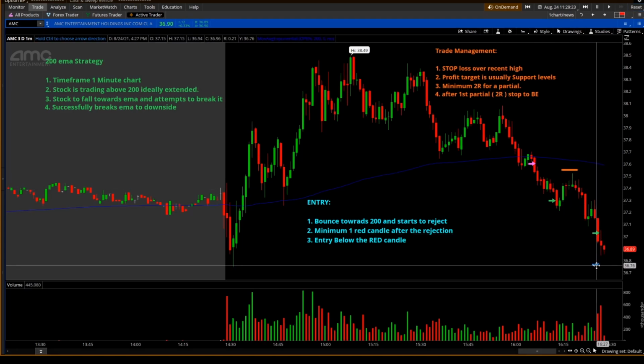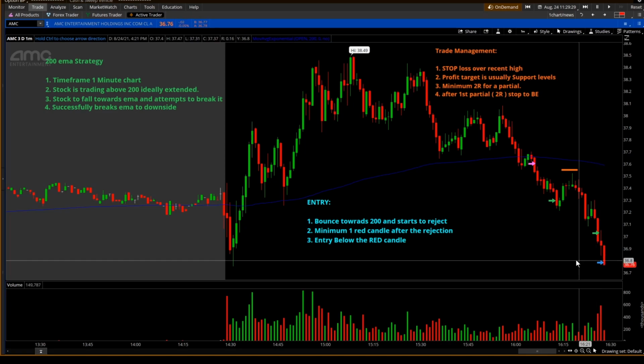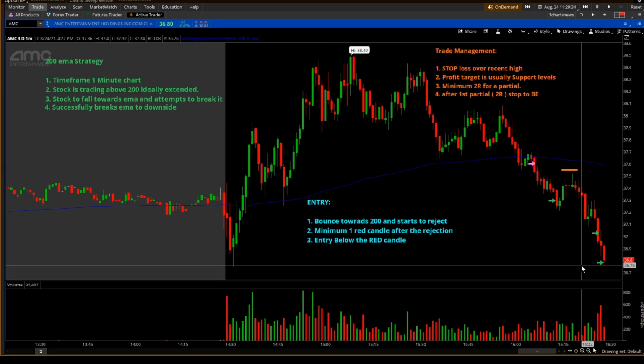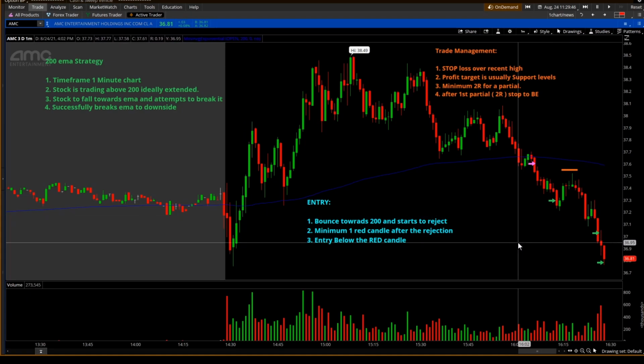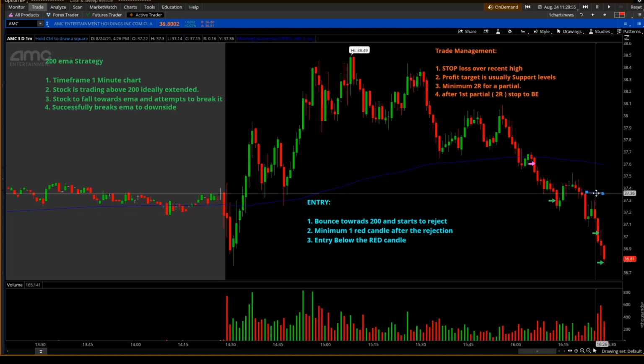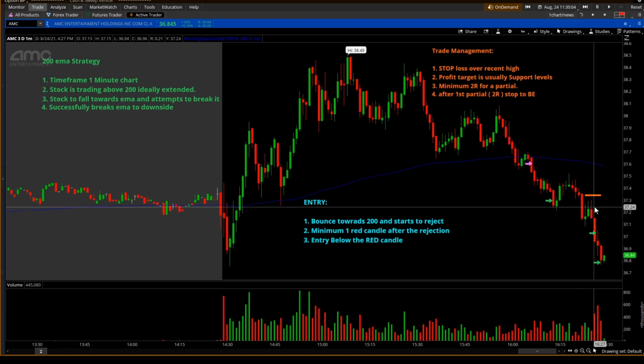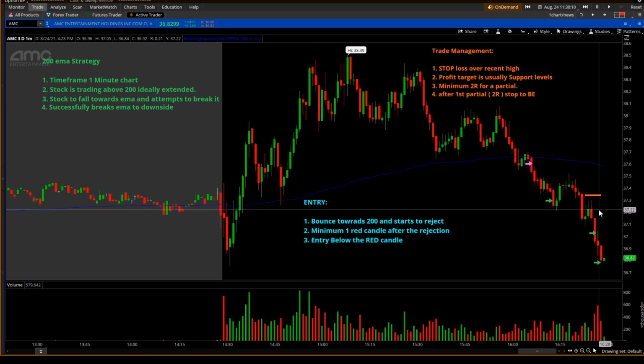So I'm gonna take some out just before that 37.70. There we go. That got hit. Perfect. And now I don't need to worry about this trade. I am done with this trade. I'm just gonna let this trail stop the swing highs, in this case just over 37.30.